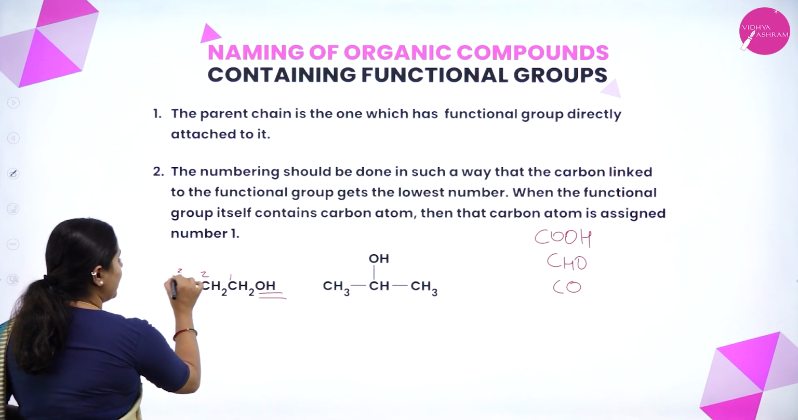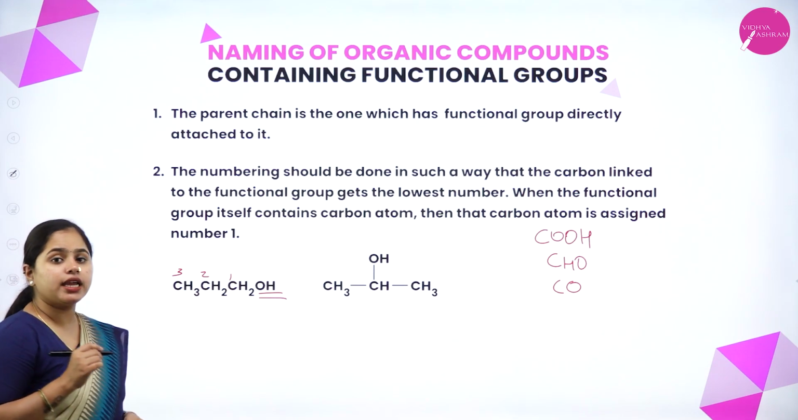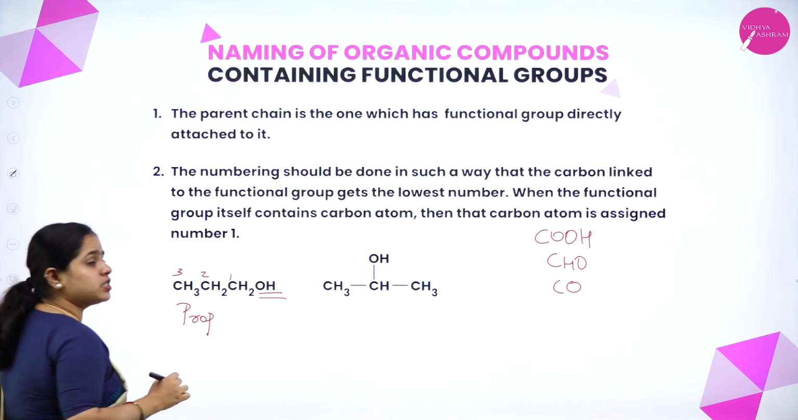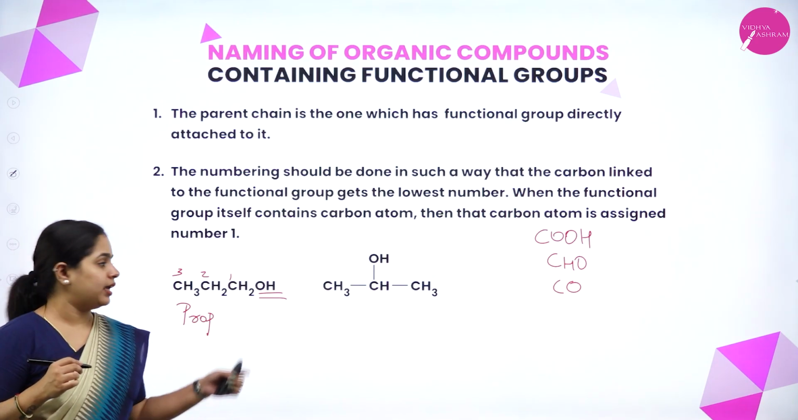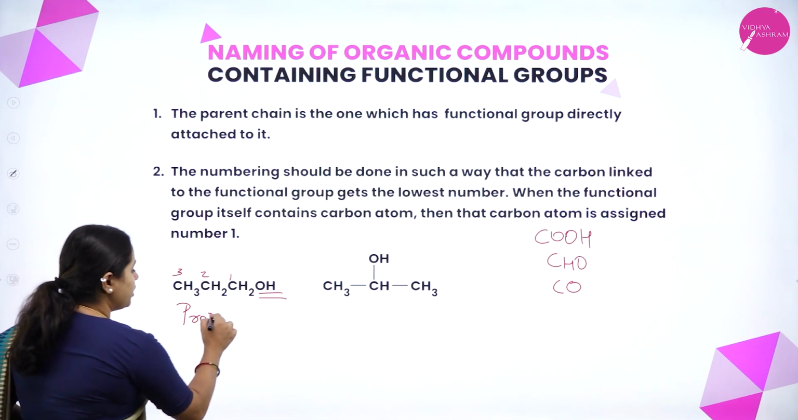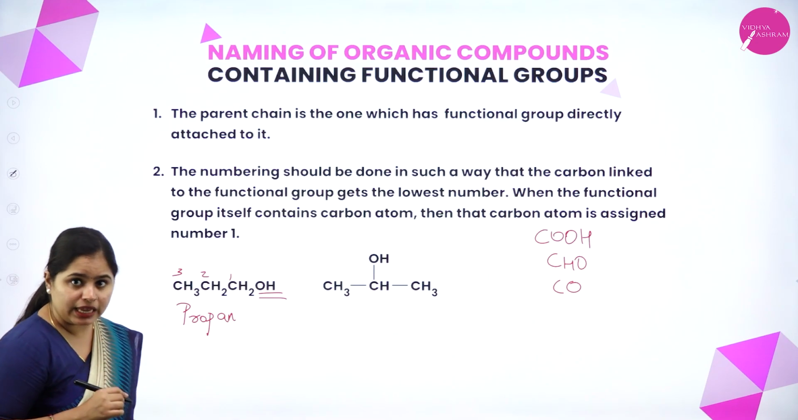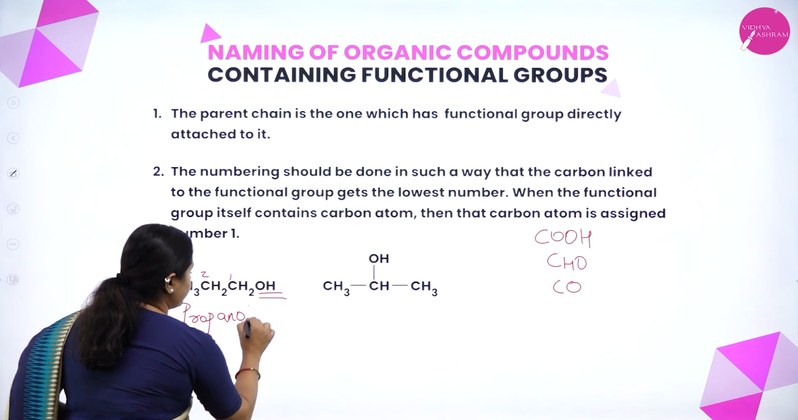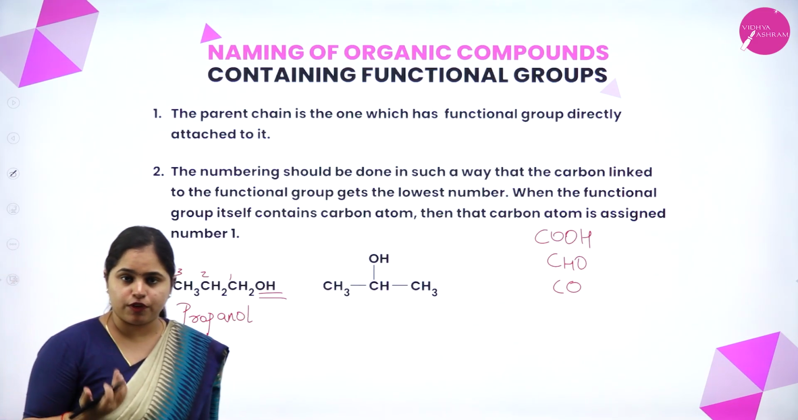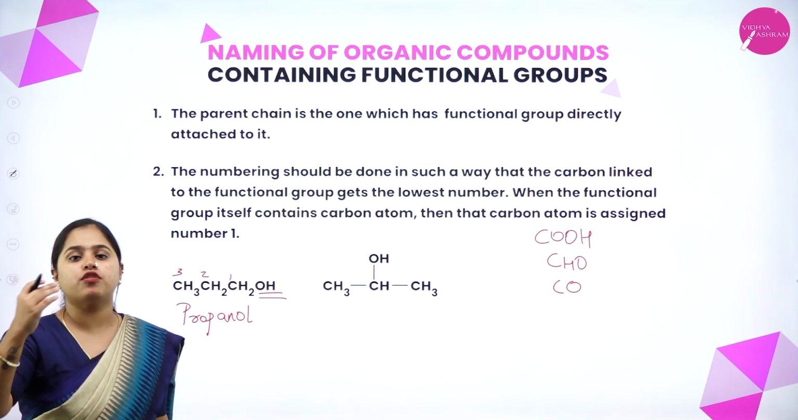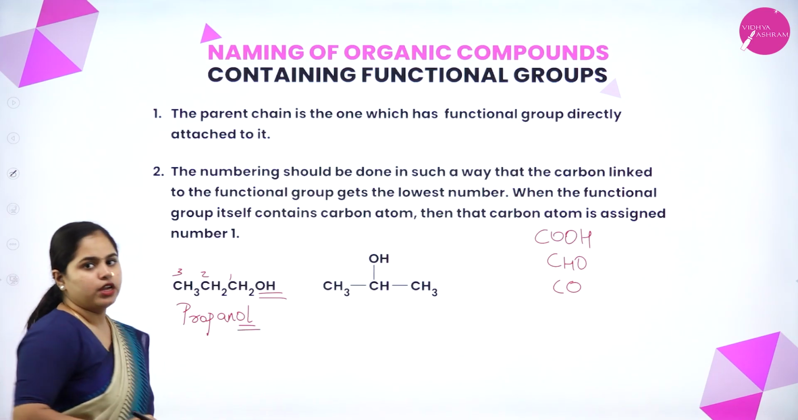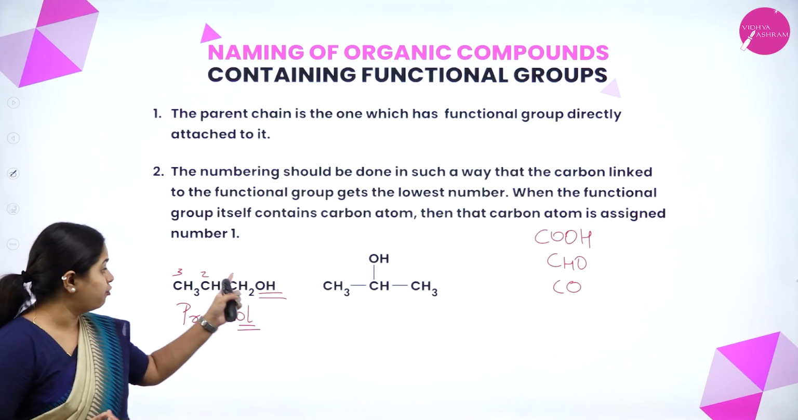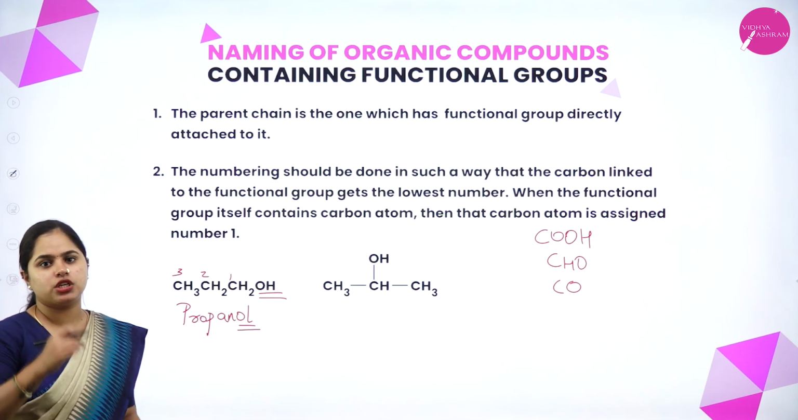So 1, 2 and 3. There are 3 carbon atoms, which means the root word is prop, P-R-O-P. And the primary suffix, it is an alkane, so it will be A-N. We do not write the E. Then we write the suffix for the alcohol group, which is O-L. If the functional group is OH, then the name of the organic compound should end with ol. So what is the name of the compound? It is propanol. And the OH is present on the first carbon atom, so you need not mention 1 there.